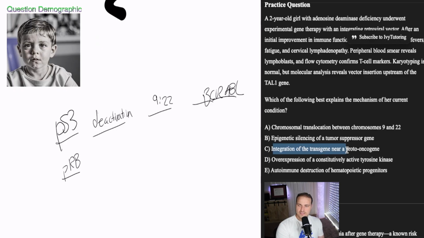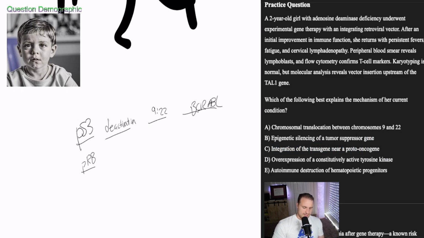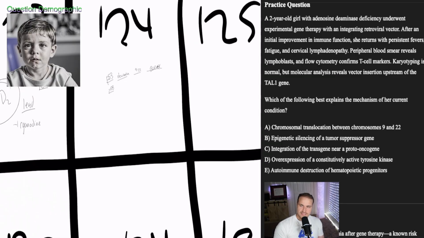Here it's going to be the integration of a transgene near a proto-oncogene. And it's important, if you have adenosine deaminase deficiency, then you've got SCID, right? The boy in the bubble disease. It's an X-linked severe combined immunodeficiency disorder.